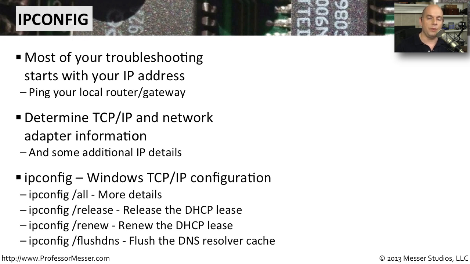ipconfig by itself will give you an overview of IP address information, but if you use ipconfig /all, you can see everything there is to know about IP addresses, DNS configurations, and much more on that particular computer. There's two DHCP related ipconfig commands you should know. One is ipconfig /release. That will release the IP address that has been gathered automatically from a DHCP server. And to get a DHCP address, you would use ipconfig /renew.